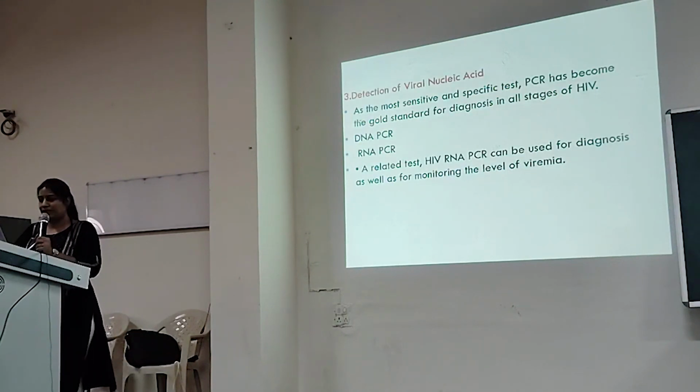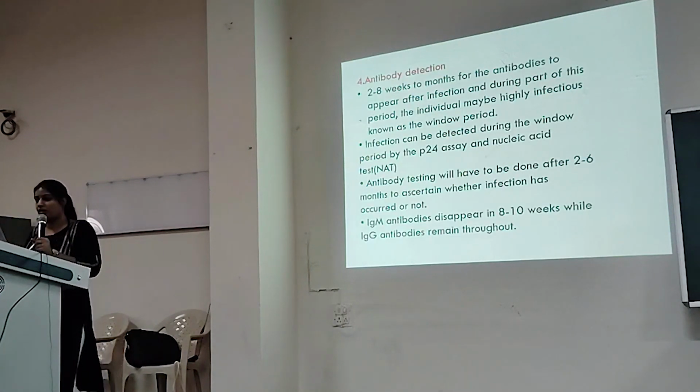Detection of viral nucleic acid is done through PCR. DNA PCR and RNA PCR are done. RNA PCR is preferred in adults, whereas DNA PCR is preferred in neonates, to know whether the HIV positive mother has transmitted the HIV to the baby.